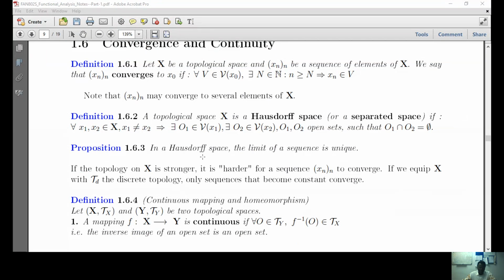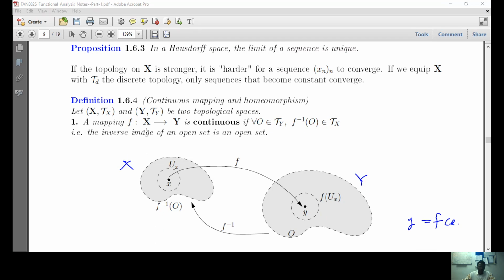So I would proceed with the next note: continuity. If you recall what we did when we defined measurable functions, what's a measurable function? A measurable mapping.